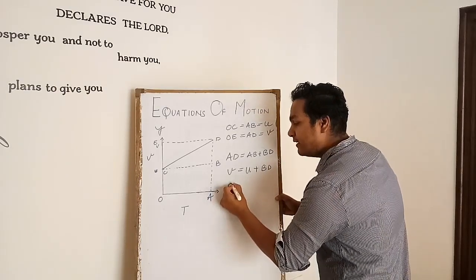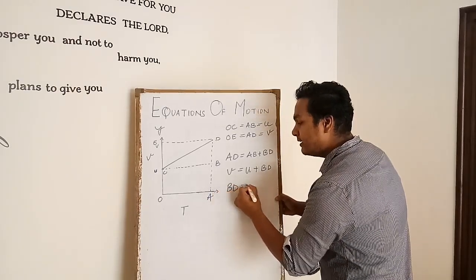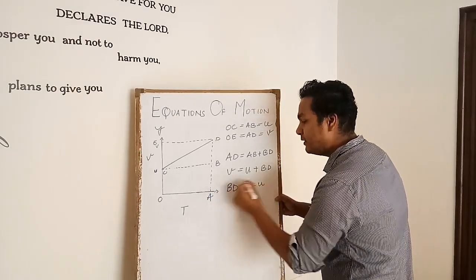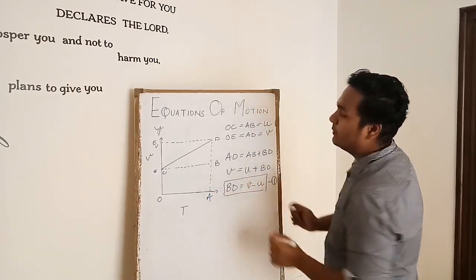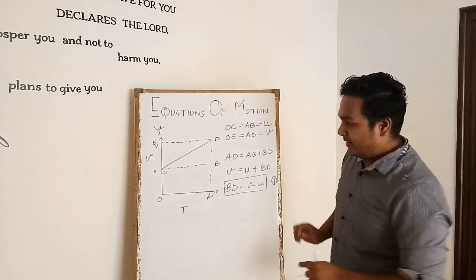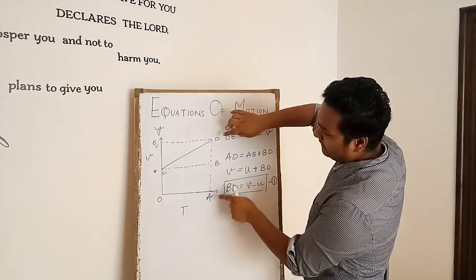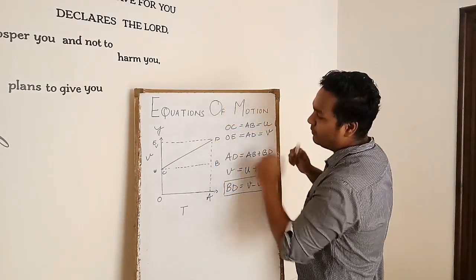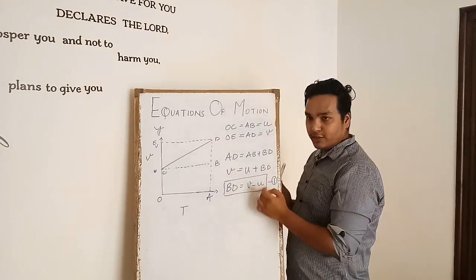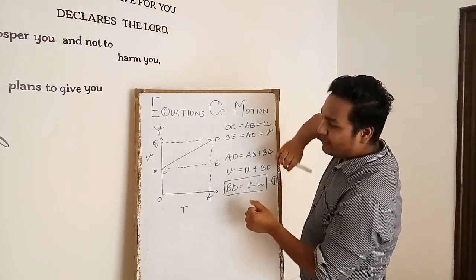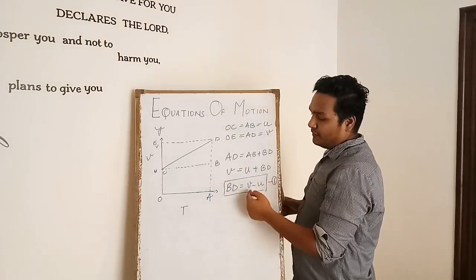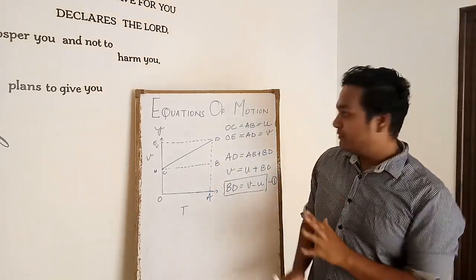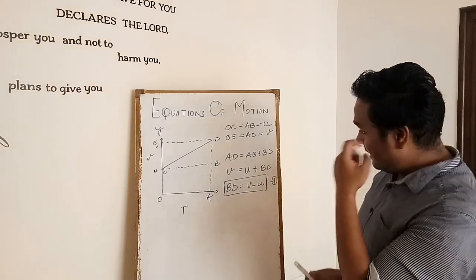So we can find the value of BD, v minus u. First equation. So basically this we have found, BD is equal to v minus u. We can do it by graph only. AD is v and this much is u, so this will be v minus u. I hope everybody has understood till here.